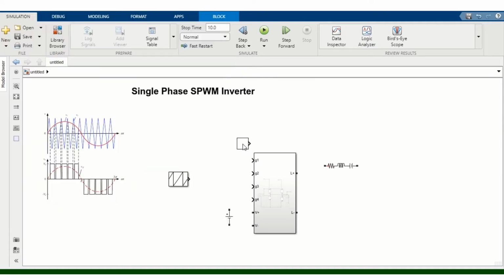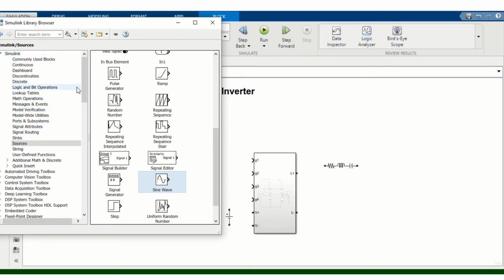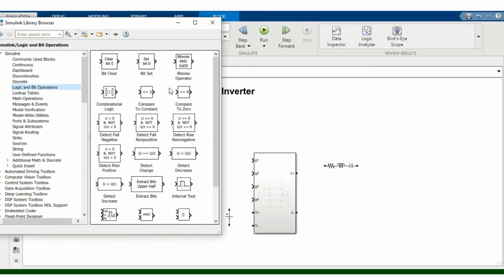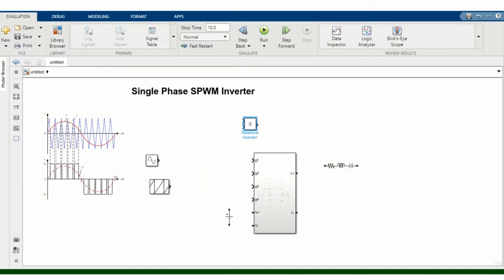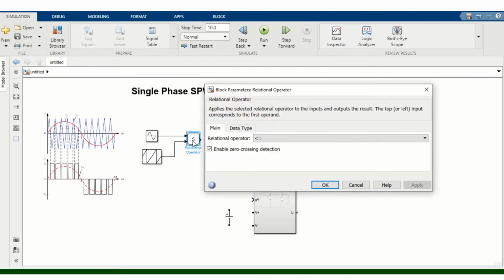So sine wave, and we have to compare it. Whenever the sine wave has a magnitude greater than the triangular wave, it should generate a pulse. So we will include a relational operator, in logic and bit operations. This sine wave is given here, and the sawtooth wave is the second input of this. Double click on this, I will select the greater than sign.